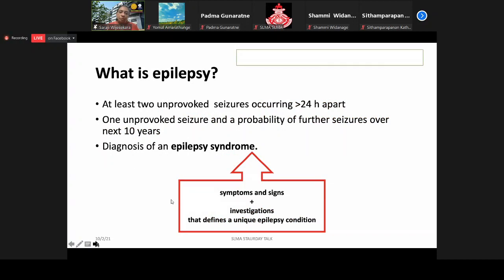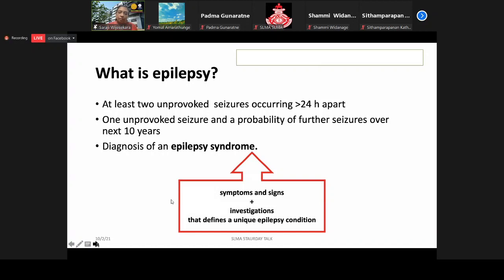Then when it comes to epilepsy, when do you call a patient as having epilepsy? At least there should be 2 unprovoked seizures. Provoking means there is some factor that is causing the seizure. Especially in children, I will describe that the most common provoking factor would be fever. So there shouldn't be any provoking factors for you to call it epilepsy. It has to be at least 2 unprovoked seizures occurring more than 24 hours apart.